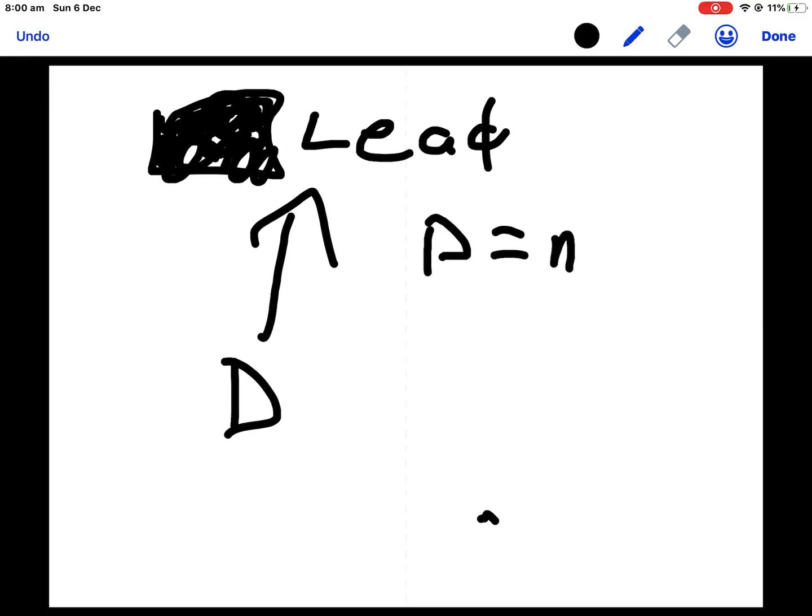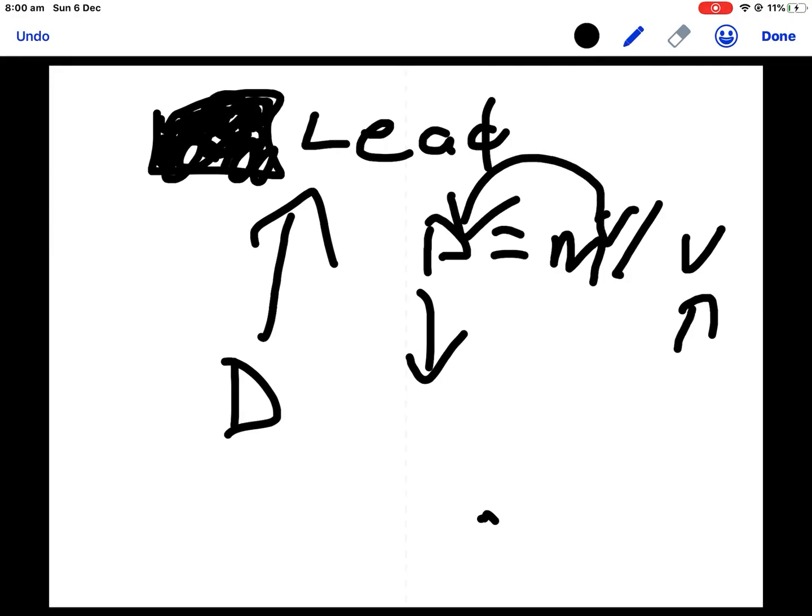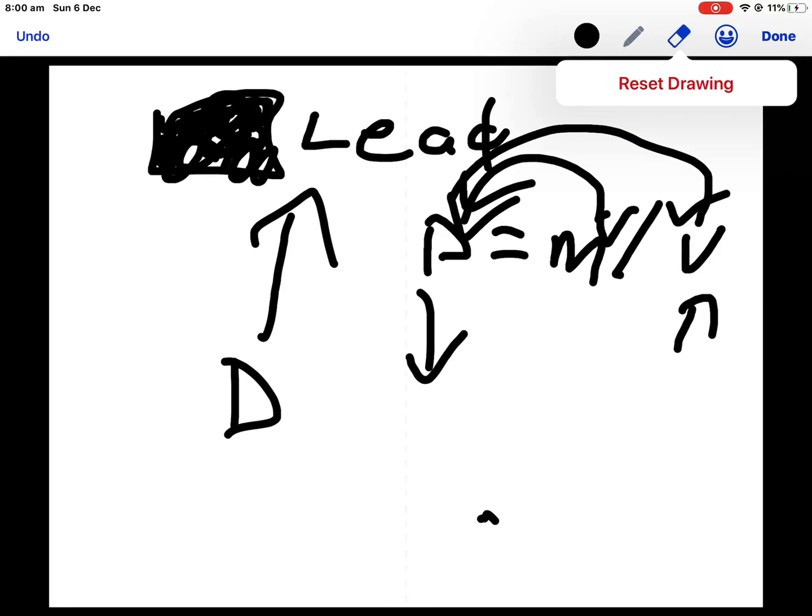Density is equal to mass over volume. More mass, more density. More volume, less density. These two are directly proportionate, inversely proportionate. Anyway, back to our example.